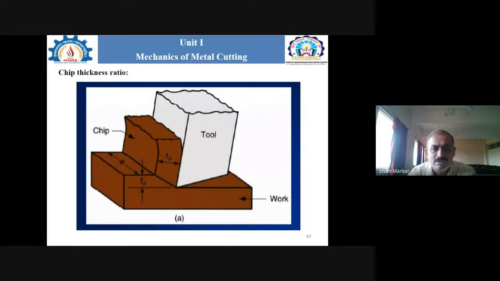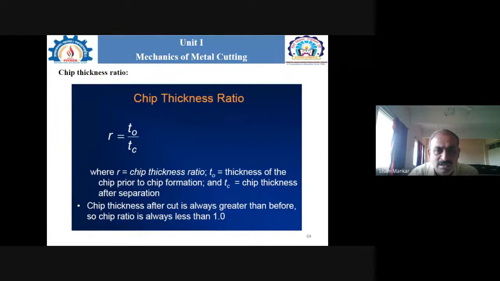Then we also discussed in the last lecture the chip thickness ratio. It is denoted by the letter small r. It is the ratio of the thickness of the chip prior to formation, that is t0, divided by the chip thickness after separation, that is tc. So r is equal to t0 by tc. That is the chip thickness ratio.